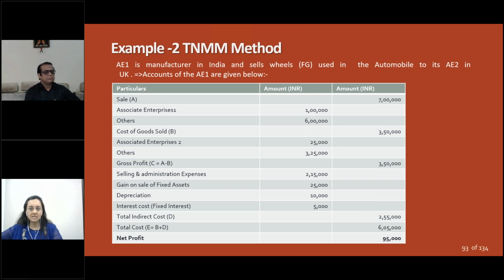You apply it like in this other example that I've given, where the enterprise has total sales of 7 lakhs. It has sold 1 lakh worth of goods to an associate enterprise and 6 lakhs worth to others. The cost of goods sold is 3 lakh 50,000: 25,000 worth to the associate enterprise and 3 lakh 25,000 to others. It has other costs of selling, admin, gain on sale of fixed assets, depreciation, interest. So 2 lakh 55,000 worth of other expenses. Total cost is 6 lakh 5,000 and net profit is 95,000. Now this 95,000 net profit is the net operating profit of the tested party.